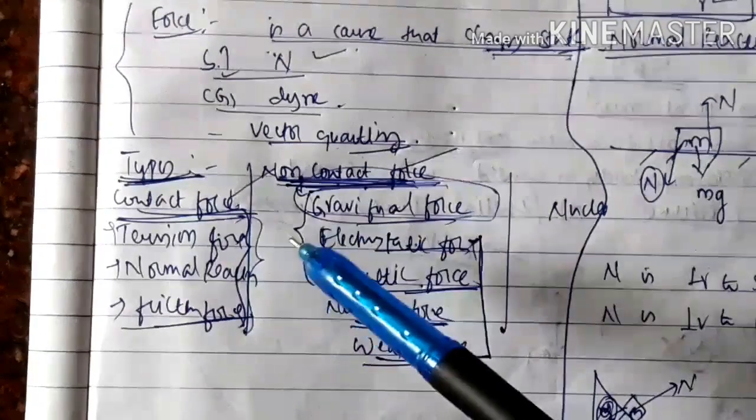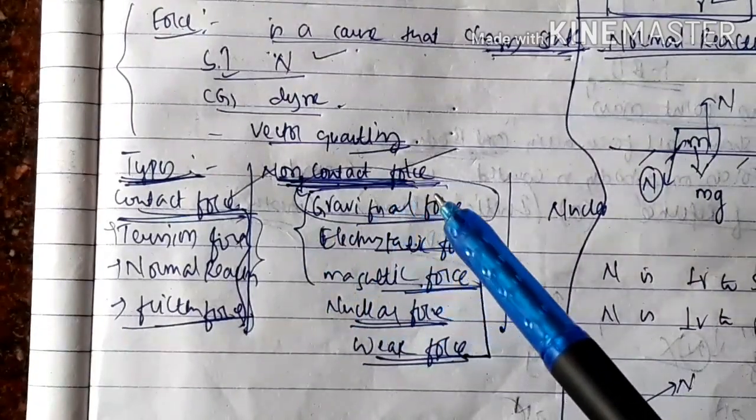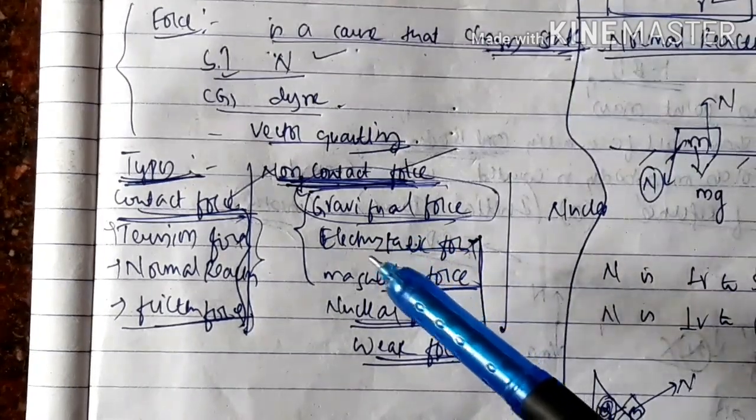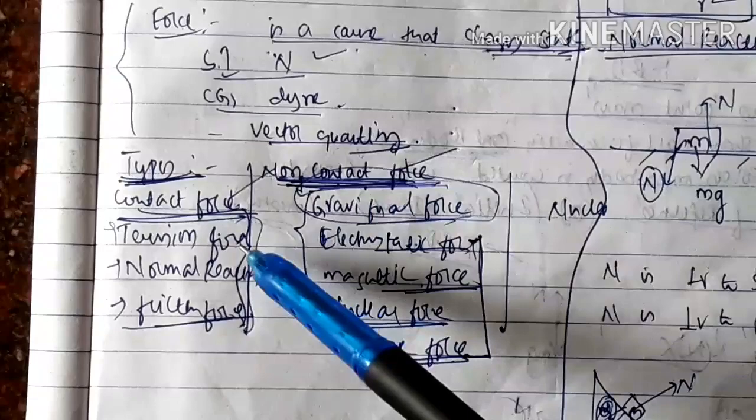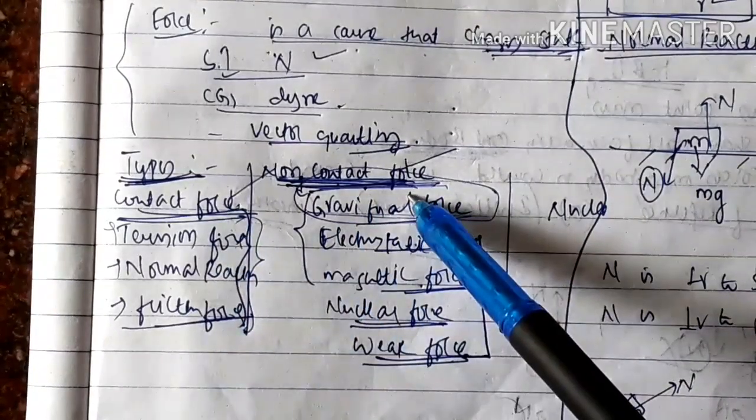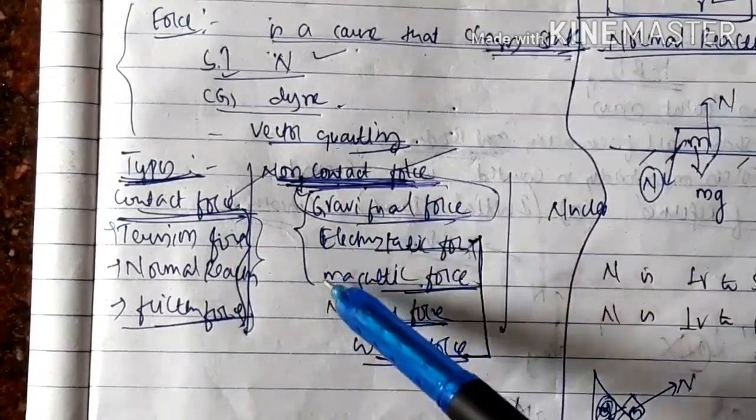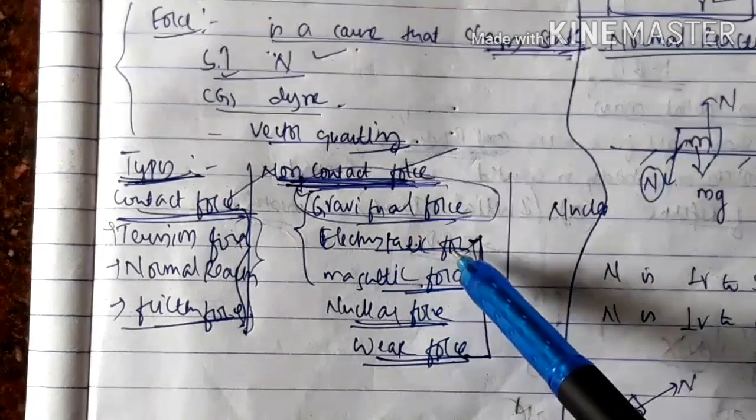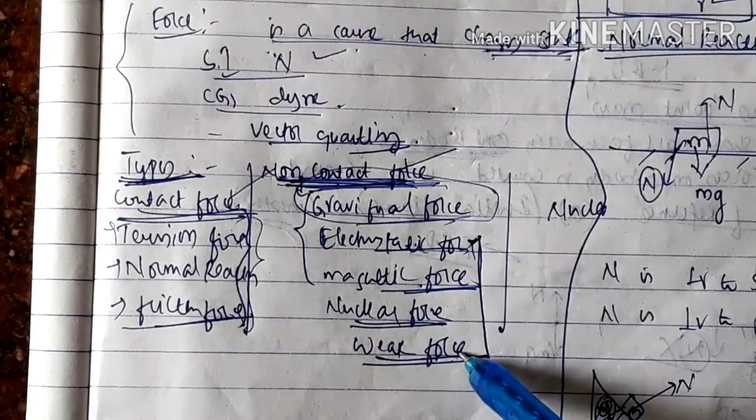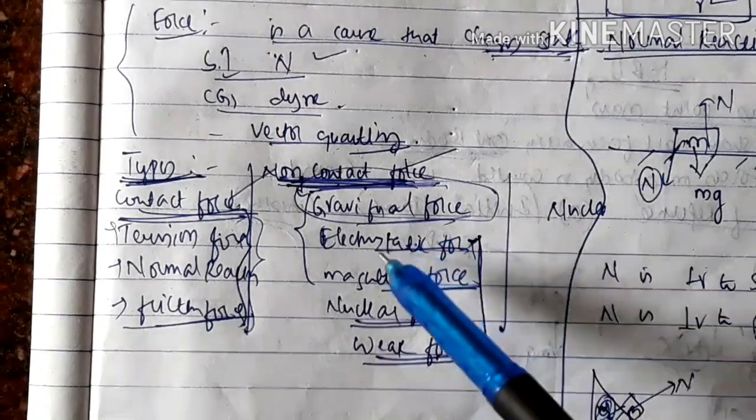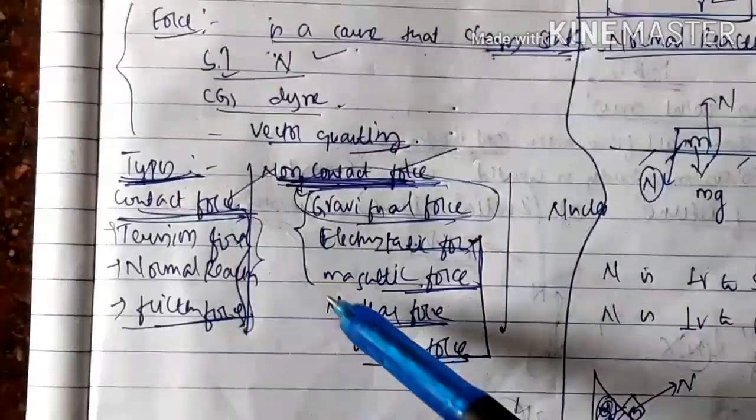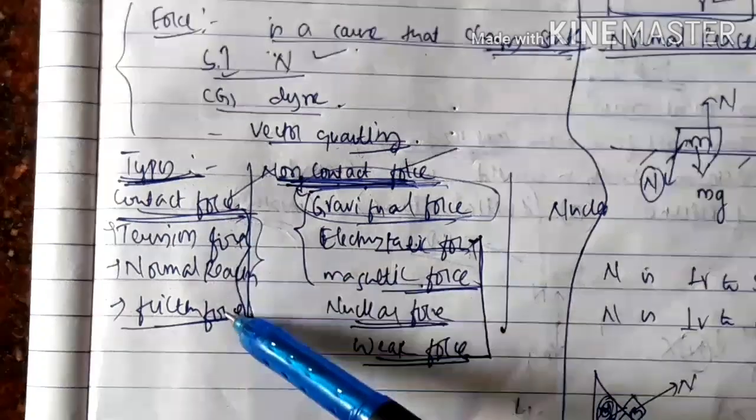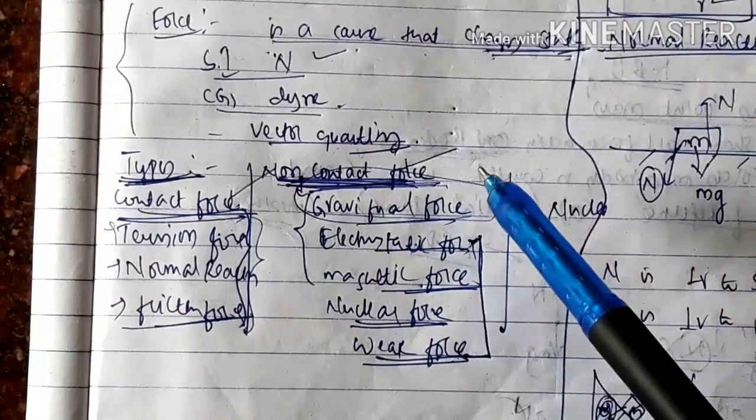But as far as this chapter, Newton's laws of motion, chapter 11, is concerned, we are going to study only a few types of forces: these three contact forces and gravitational force. Some numericals will come, but these forces we are going to study in detail in class 12th. There, in miscellaneous questions, we will deal with all kinds of forces, but as far as the syllabus is concerned, we are going to study these contact forces and gravitational force in particular.